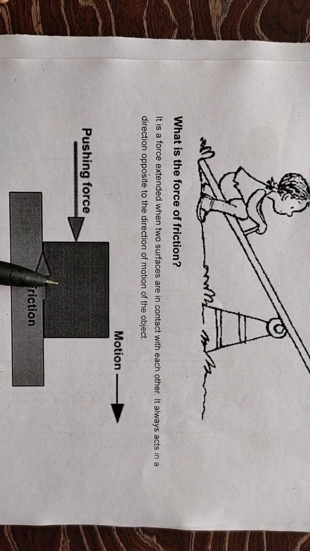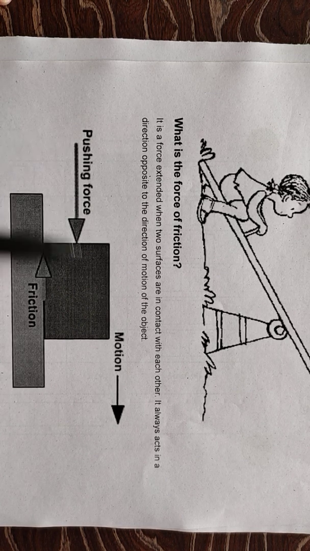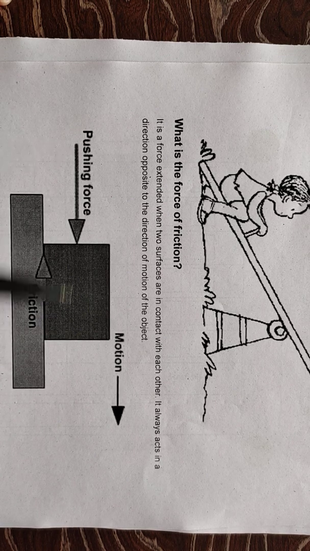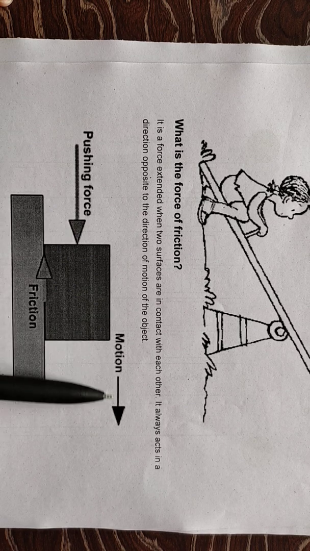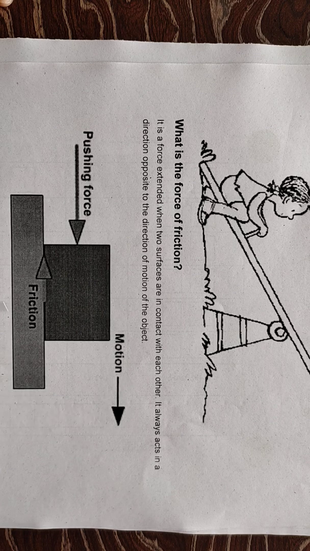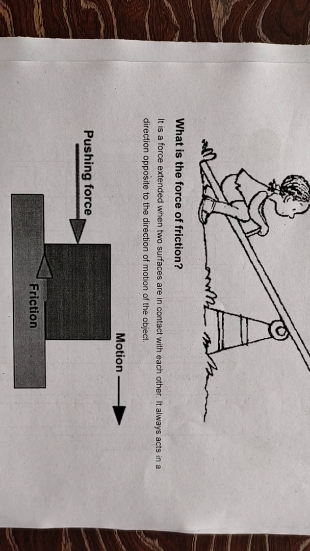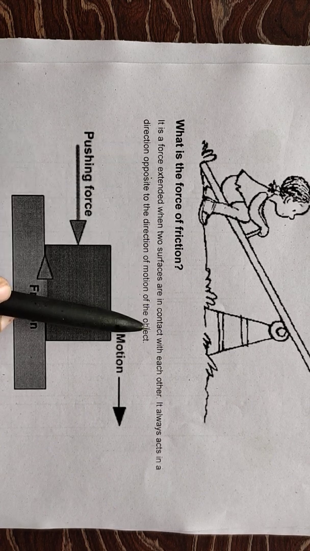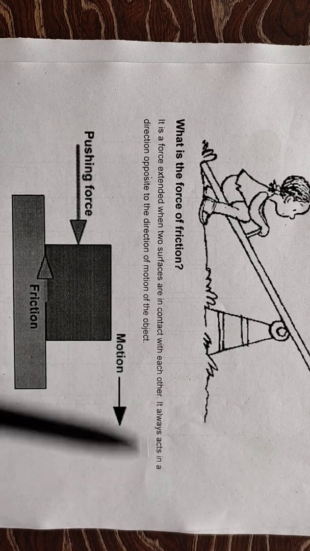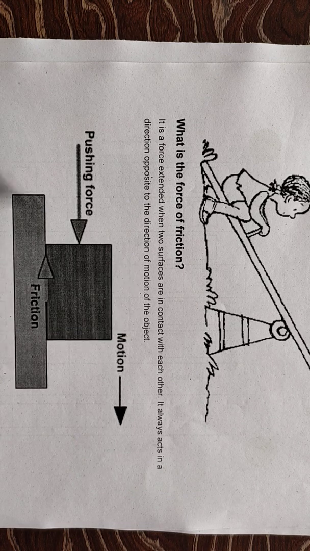So with the help of this figure also we can try to understand the force of friction. Suppose you are pushing this table or this block in the right hand direction, and you are applying the force in the right hand direction, so the motion is going to take place in the right hand direction. So obviously the frictional force will be acting opposite to that direction, that is, the frictional force will work in the left hand direction, right? So we can say that it is a force exerted when two surfaces are in contact with each other. It always acts in a direction opposite to the direction of the motion of the object, right? Okay.